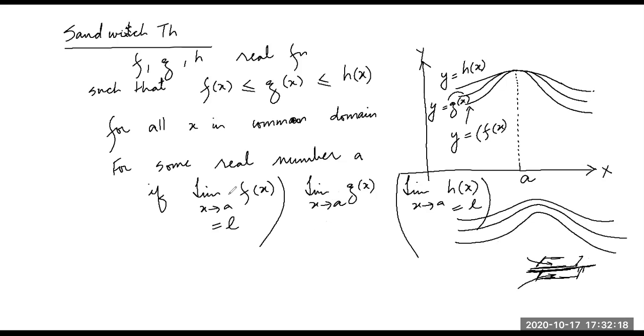So if the limit of f of x as x approaches a is equal to L, and this limit is also L, as is being pointed out by this point, then I would say that the limit of g of x as x approaches a would also be equal to L. This is my sandwich theorem. Why is this theorem important?